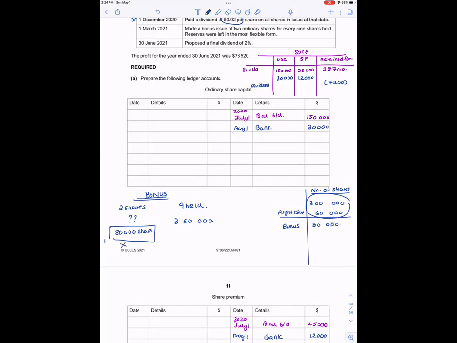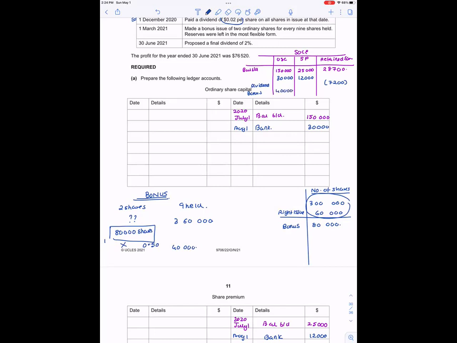What is the face value of the shares? 0.5. 80,000 into 0.5 will give you 40,000. So bonus is 40,000.